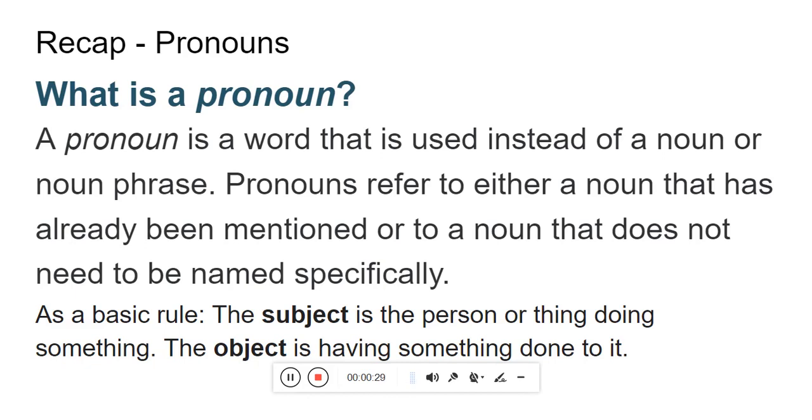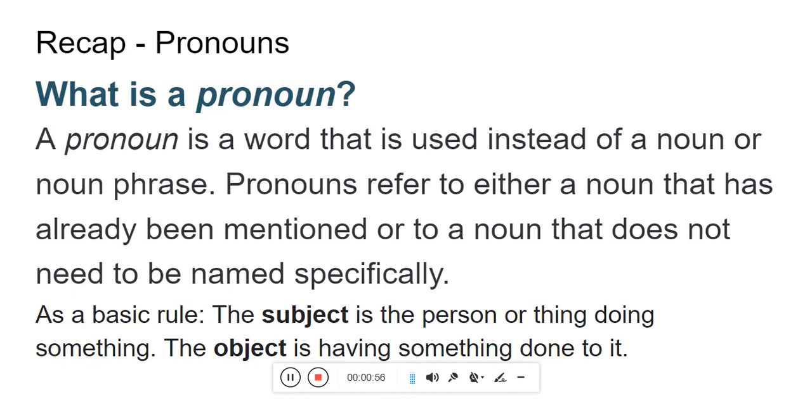Let's recap about pronouns. What is a pronoun? A pronoun is a word that is used instead of a noun or noun phrase. Pronouns refer to either a noun that has already been mentioned or to a noun that does not need to be named specifically.